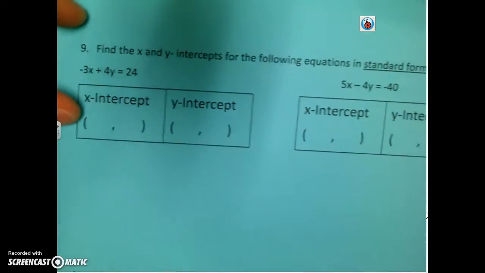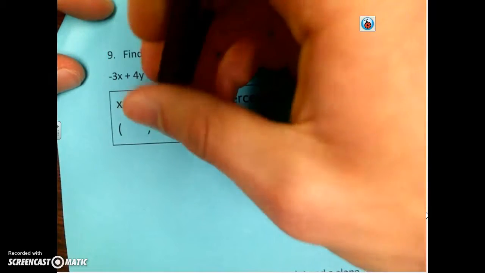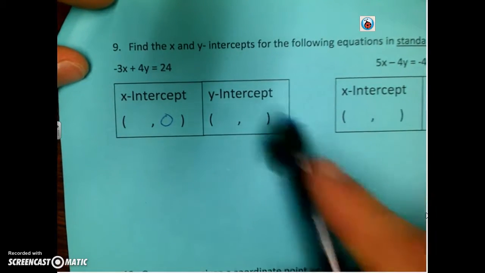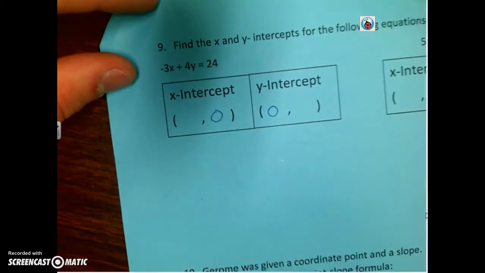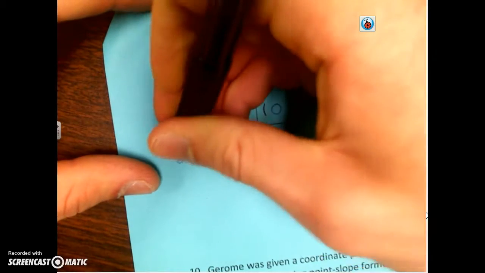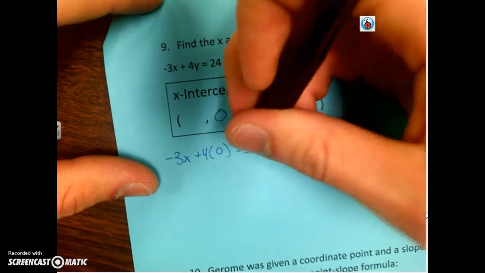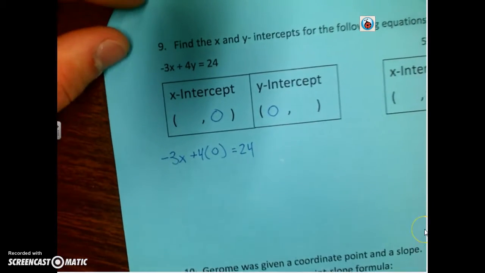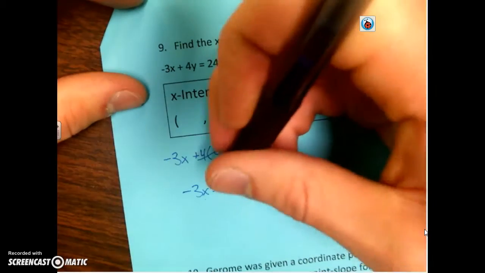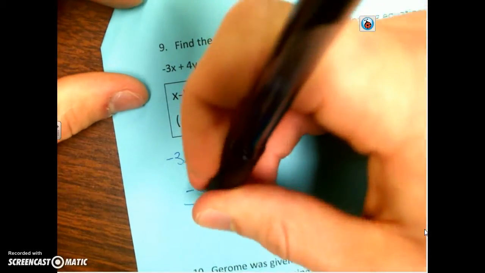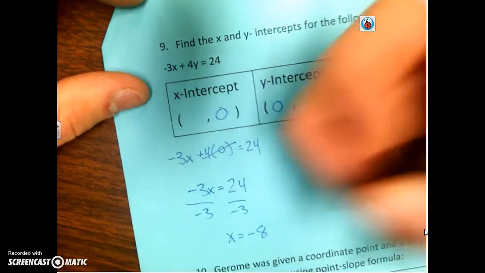Moving on here. Find the x and y intercepts for the following equations in standard form. Remember, the x-intercept is 0 in the y direction, and the y-intercept is 0 in the x direction. We're going to use this to help us. If I plug in 0 for my y coordinate, it helps me identify my x-intercept, because that term just goes away. I have negative 3x equals 24. Divide both sides by negative 3, and we get that x is equal to negative 8.